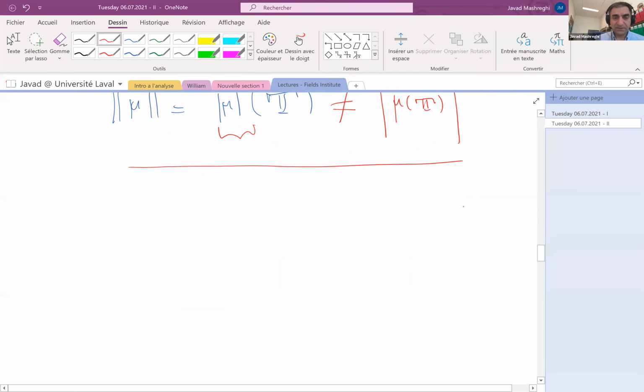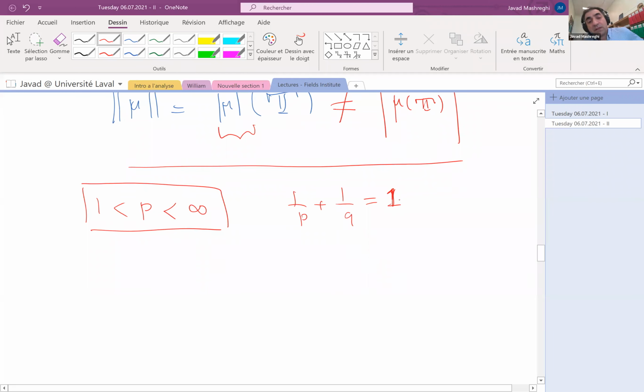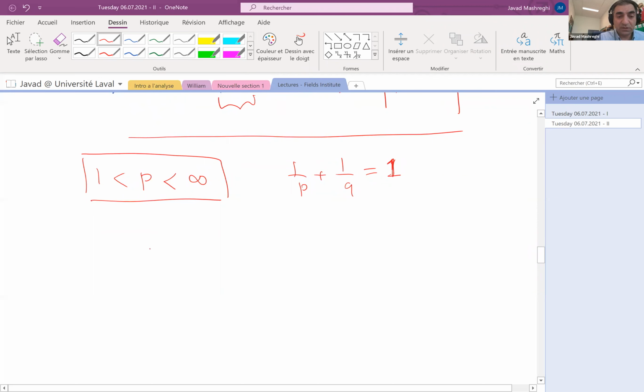The first one says that if p is between 1 and infinity, the exponent conjugate of p is defined by the identity 1/p + 1/q = 1. And then Riesz theorem says that the dual of L^p is L^q. L^p star is equal to L^q.